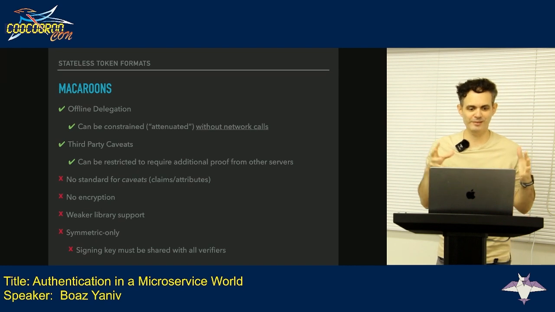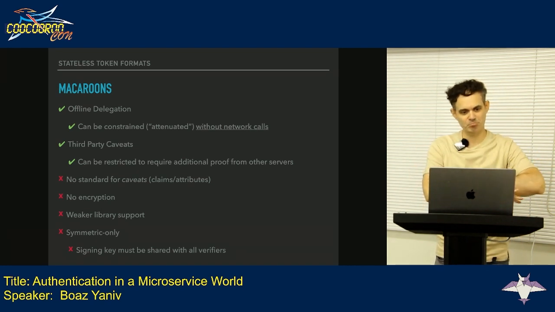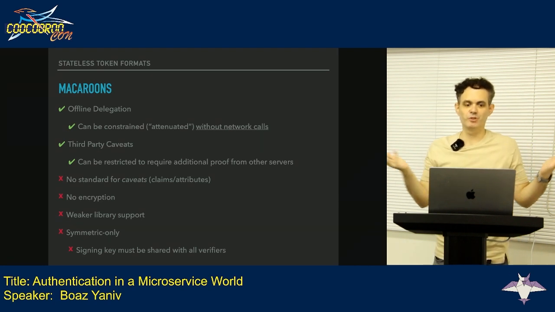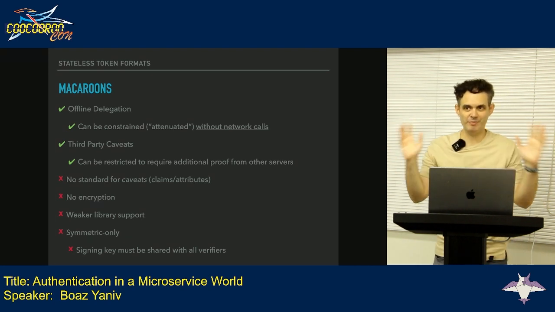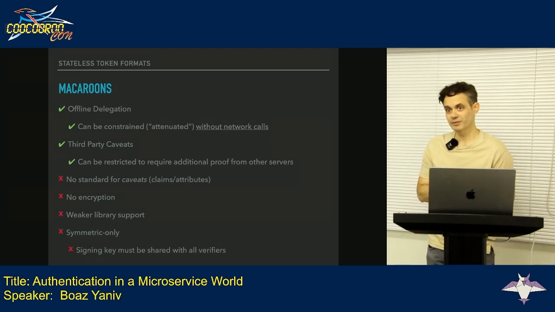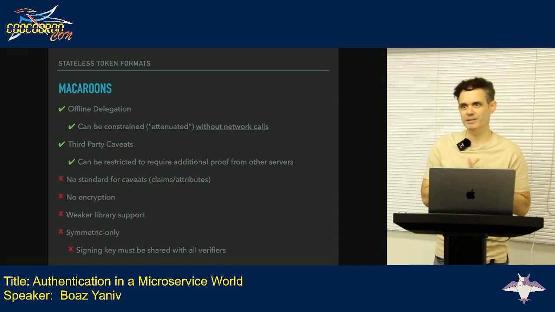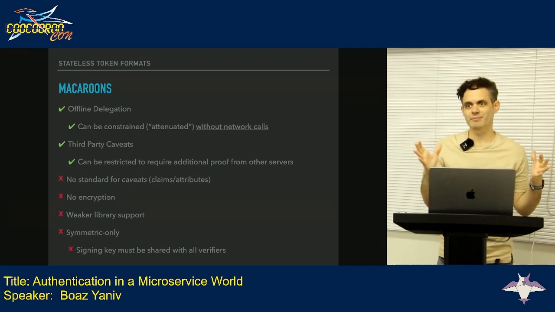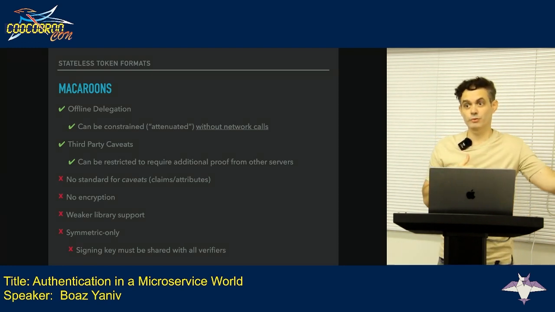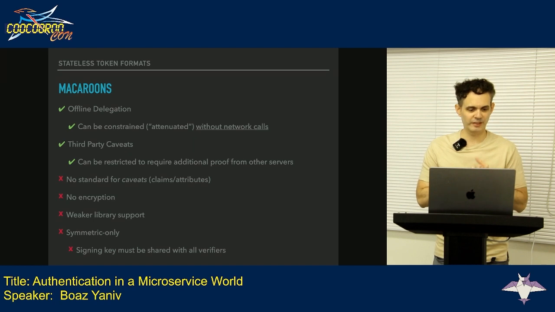So first of all, one very big issue is that there's completely no standard for caveats or attributes, except for maybe expiry. There's nothing in the standard. They also don't support encryption. This is, again, just signature. There's weaker library support. They do have a lot of libraries nowadays, but it's nowhere as far along as you get with JWT or even PASETO, which have libraries for everything.